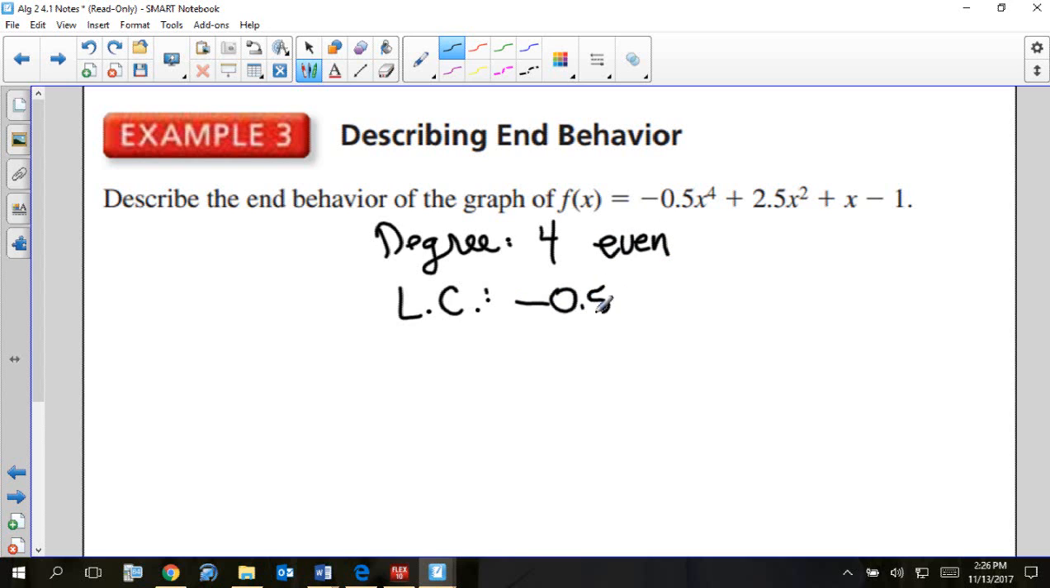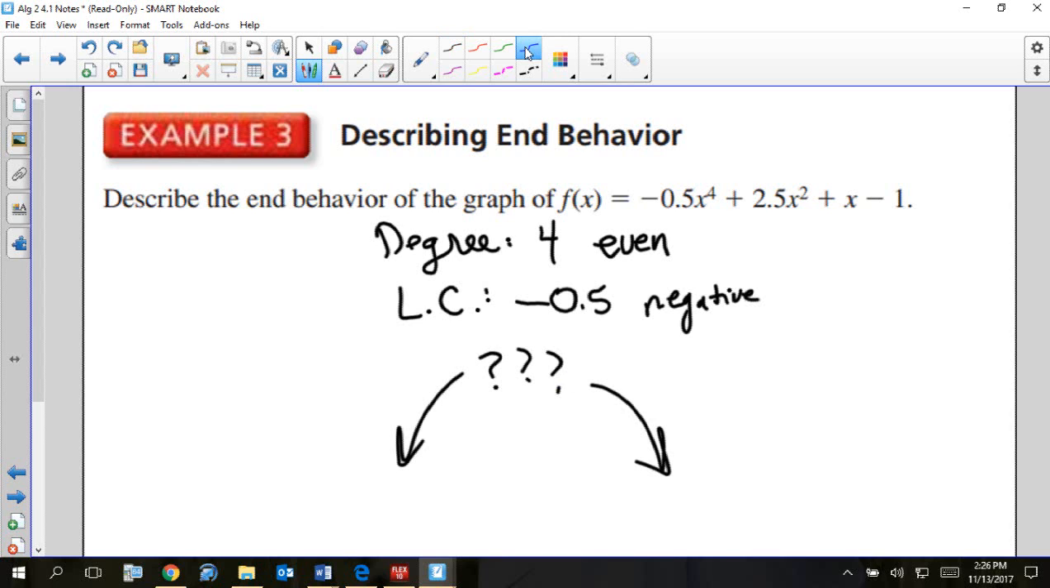Negative 0.5, is that positive or negative? Negative. So could you show me with your arms, even, negative? Where's that go? All right, excellent. So my graph will look something like that at the ends. I don't know what's happening in the middle. We're not there yet for the middle. We're just talking about the end behavior. So I might do some fun stuff in the middle, but for the ends, that's what it's going to do.